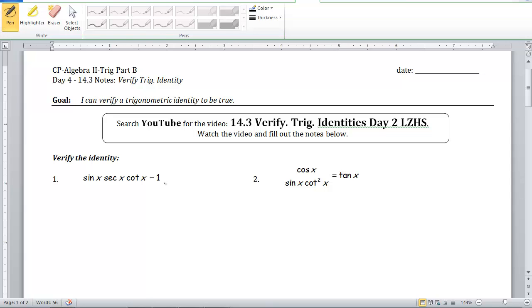In this video, we will continue to verify trig identities. If we look at number 1, I can see that the right side is much more simple than the left. That tells me I want to try to simplify the left side. Since this is trying to equal a value of 1, I really just want to try to simplify the left side. Please pause the video and try to do number 1 on your own.